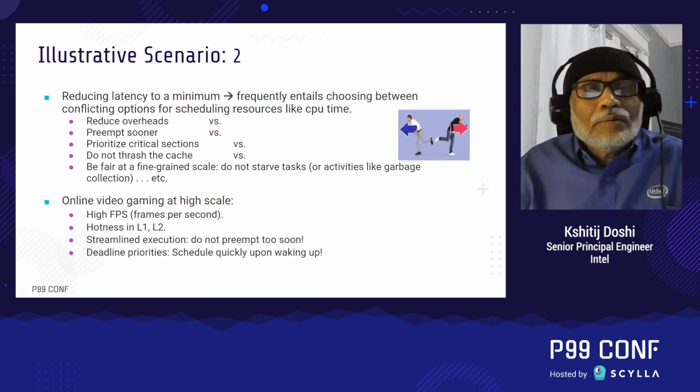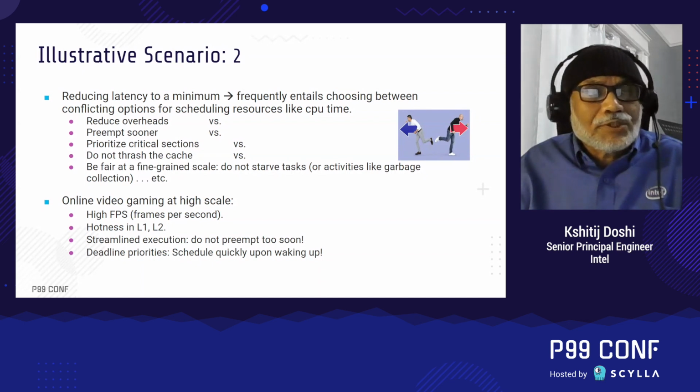Now, the workload that we were dealing with here was a gaming workload where the importance was to get a high enough rate of frames per second, and that meant that it was generally important to achieve a reasonable amount of hotness in the processor caches, especially the level 1 and level 2.